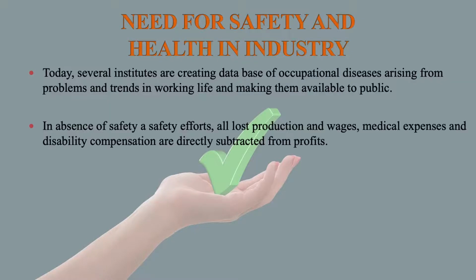public. In the absence of safety efforts, lost production and wages, medical expenses and disability compensation are directly subtracted from the profits. So what it means is that we are paying extra money because of negligence, because of not providing good work illumination or workplace safety, or giving awareness about safety practices in the industry. Because of that, the industry is spending a large amount on safety purposes. That has to be deducted from, subtracted from the profits.